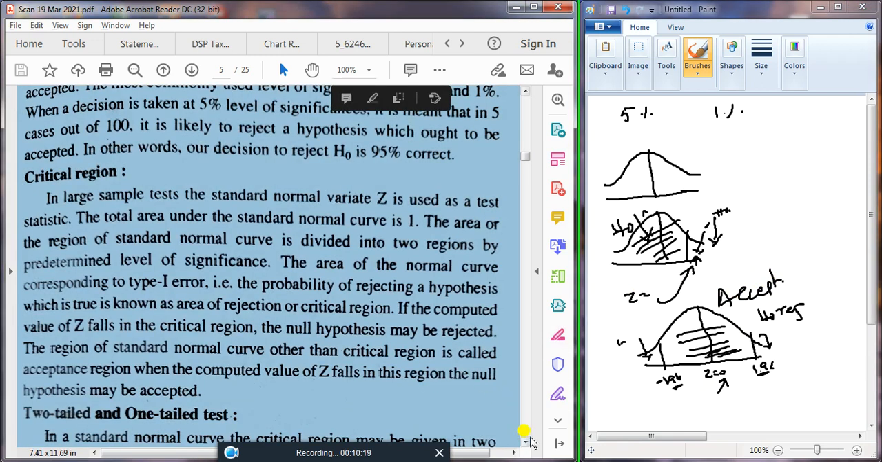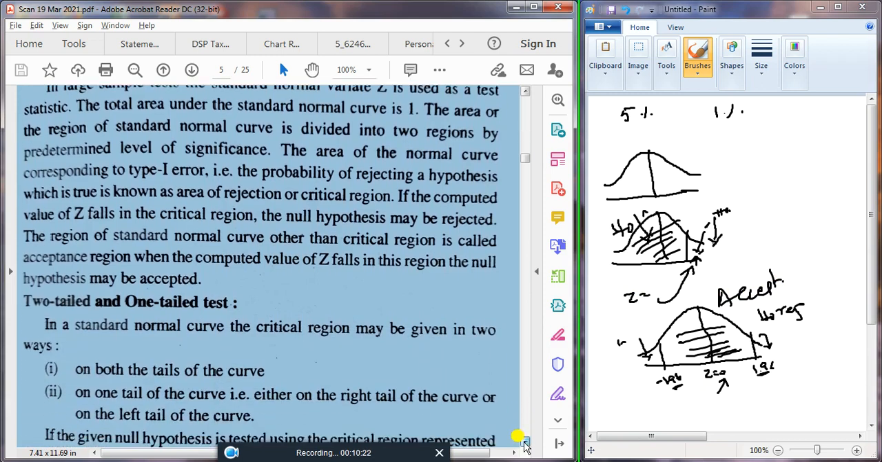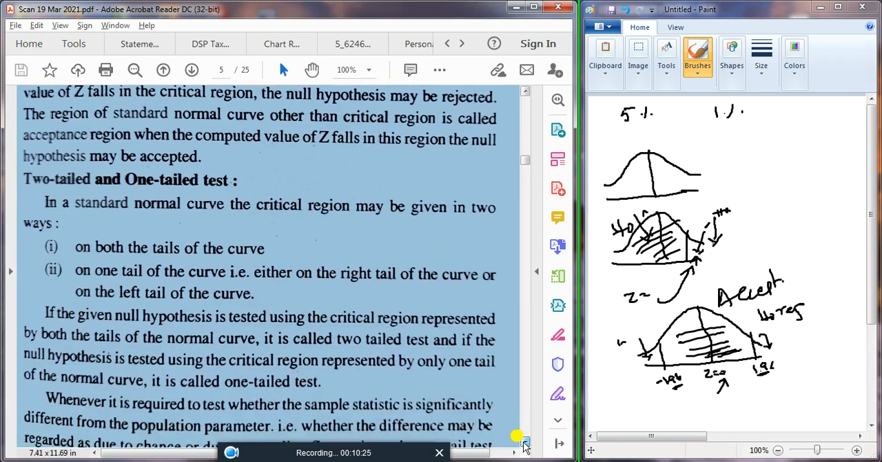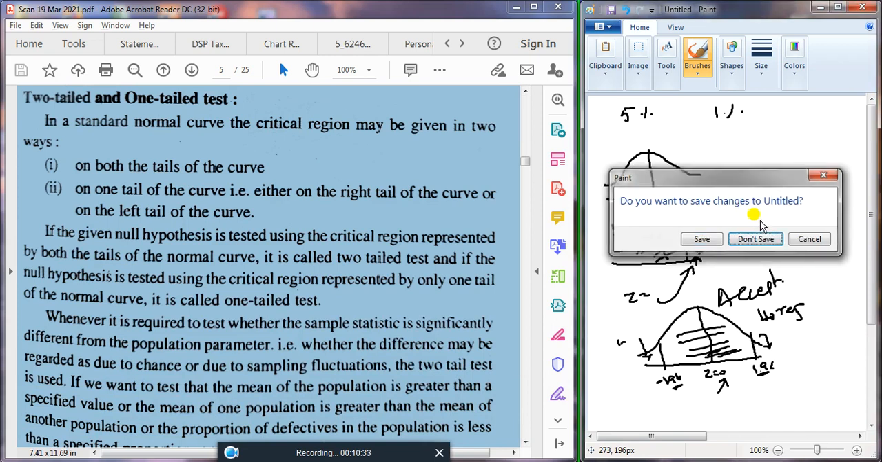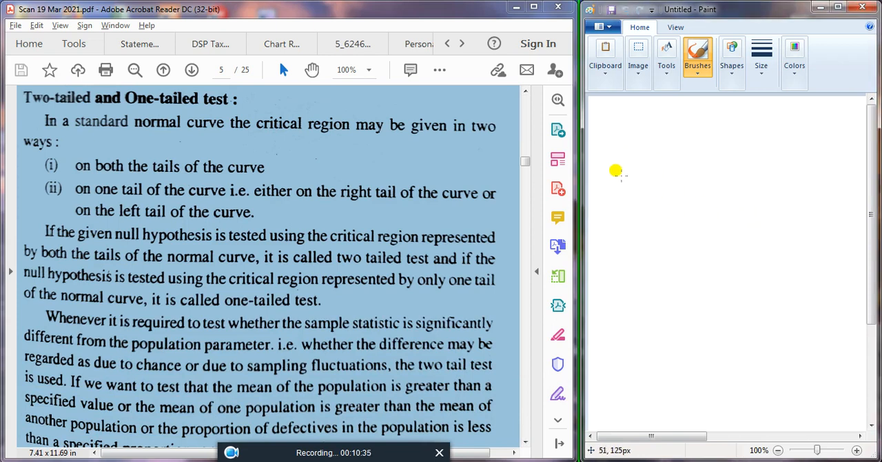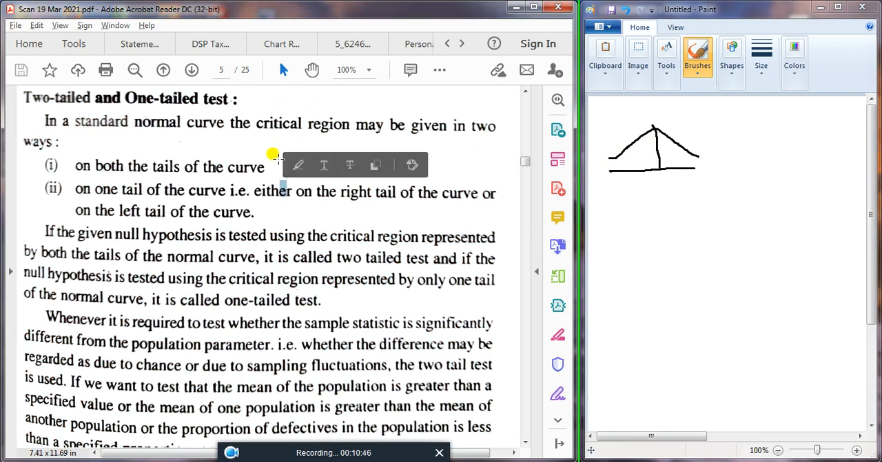Now let us have the idea of 2 tail and 1 tail. Now 2 tail and 1 tail, by the word itself it is suggesting we are considering both the sides, that is 2 tail, and if we are considering any one side of rejection then it is called 1 tail. So in the standard normal curve the critical region may be given in 2 ways, on both the tails of the curve and on one tail of the curve, either the right tail or left tail.